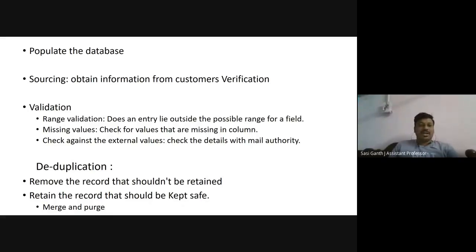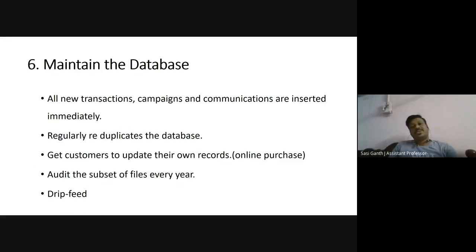Validation is with your range validation and missing values. Deduplication: you should avoid duplication. You should clean all the unwanted files, or you should remove or retain whichever is necessary. Then maintain the database. All new transactions, campaigns, and communications are inserted, or to be inserted, immediately. Then regularly deduplicate the database. Get customers to update their own records. Audit a subset of files every year.